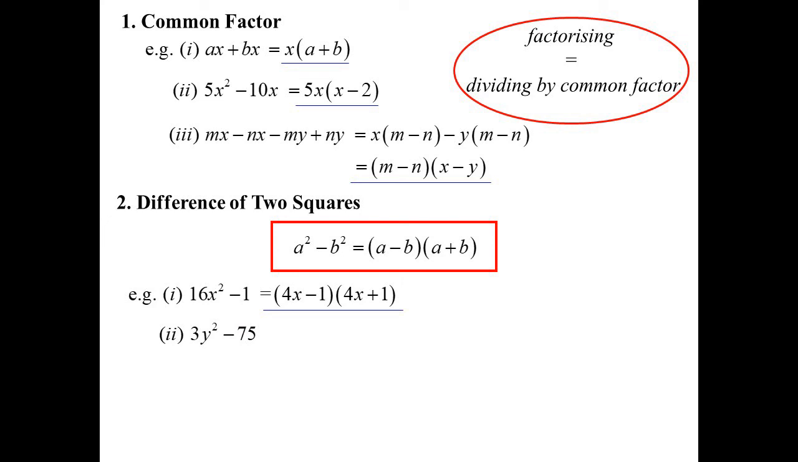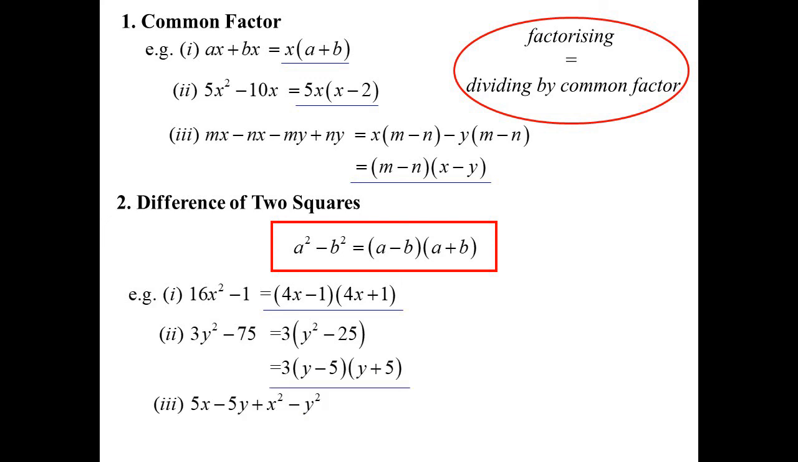3y squared minus 75, you look at that and go, oh no, they're not perfect squares. But that's because I forgot the first rule, common factor. Always look for the common factor first. There is a common factor of 3. We get left with the perfect squares. And there we go, 3 outside of y minus 5, y plus 5.